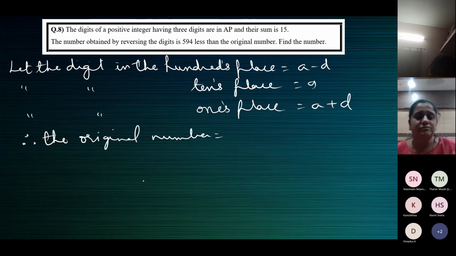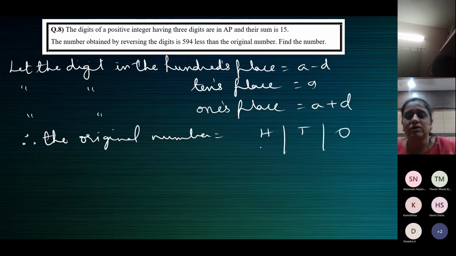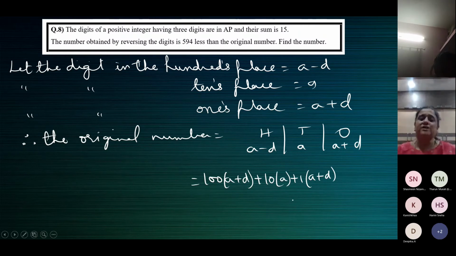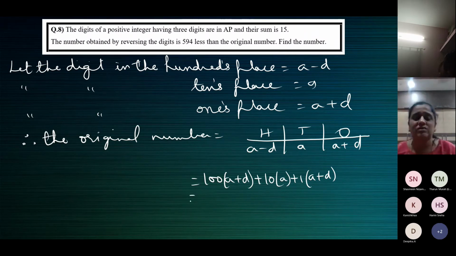Let me do it here itself. Hundreds, tens, ones: A minus D, A, A plus D. So what is the original number? 100 into A minus D plus 10 into A plus 1 into A plus D. Not 0 in the ones place, so 1 into A plus D. So that gives you 100A minus 100D plus 10A plus A plus D.